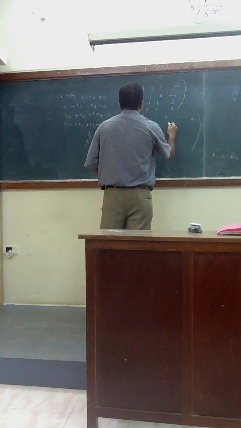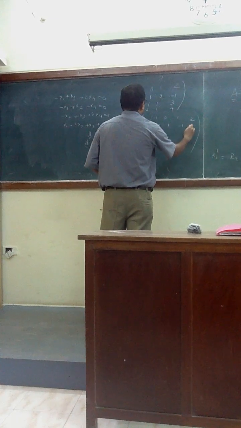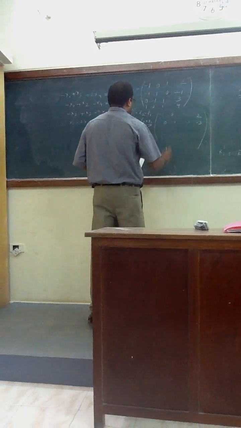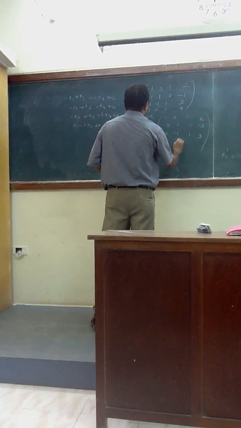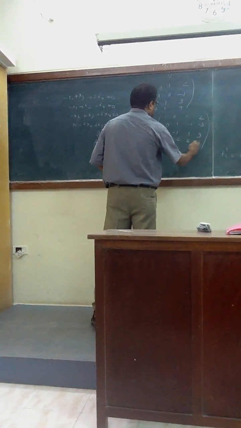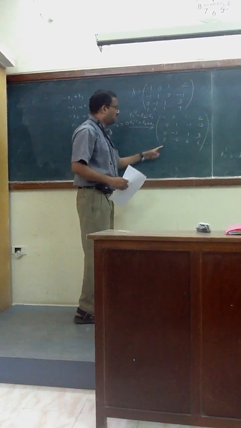Then 0, 1, minus 1, minus 3. Am I correct? 0, minus 1, 1, 3. Then 0, minus 2, 2, 6. Am I correct? Yes? Okay, now we can say everything below the first entry is 0 here.